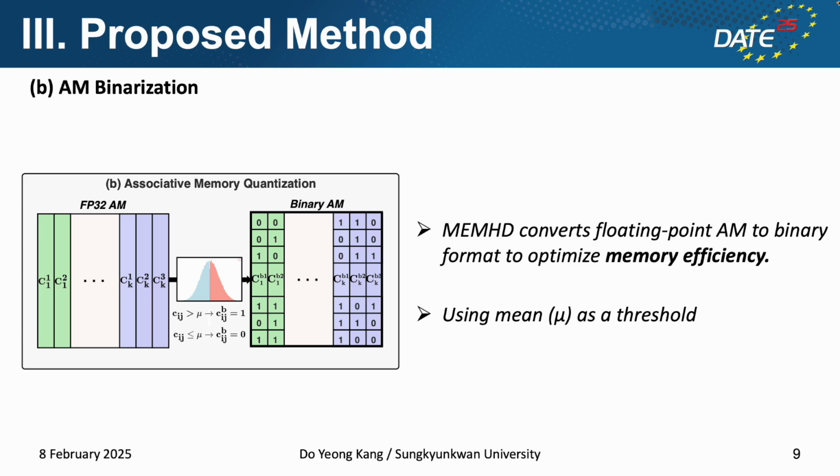Next, to maximize memory efficiency when mapping to the IMC array, we binarize the floating point associative memory that was initialized through clustering. We do this by using the average value as a threshold, ensuring that the memory representation is both compact and efficient.